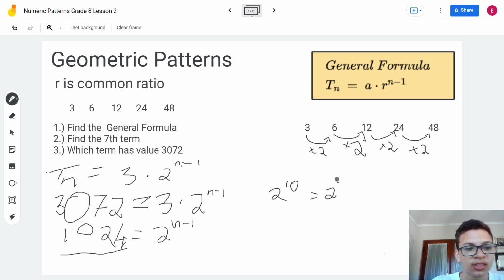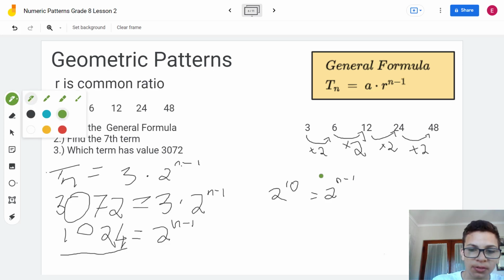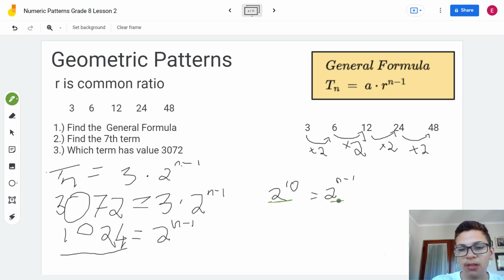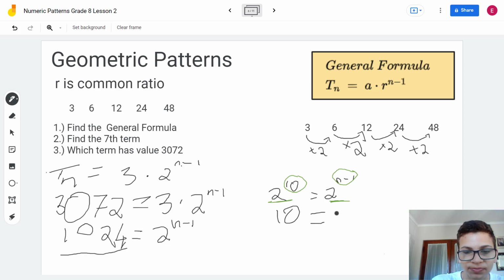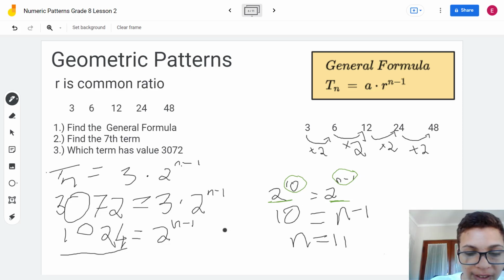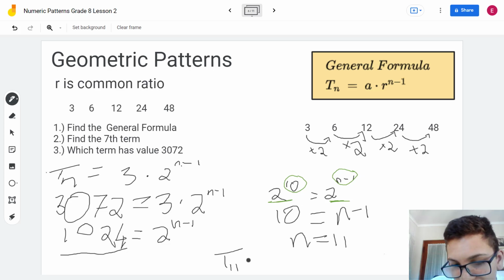Okay, so as you can see here, in the equation, if both have the same base, then the exponents have to be equal. So the 10 has to be equal to the n minus 1. So we can make them equal. We get 10 equals n minus 1. Okay, so n equals 11. So that means that the 11th term has a value of 3072. In other words, T of 11 equals 3072.